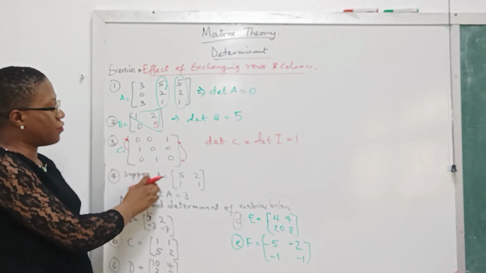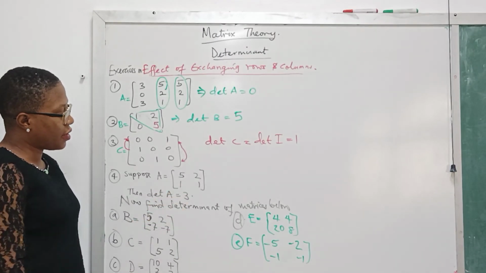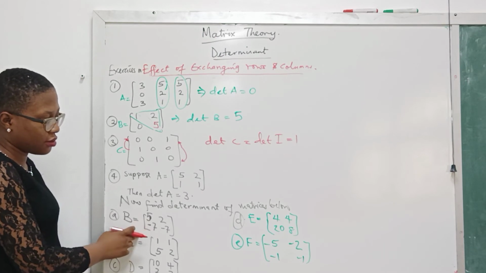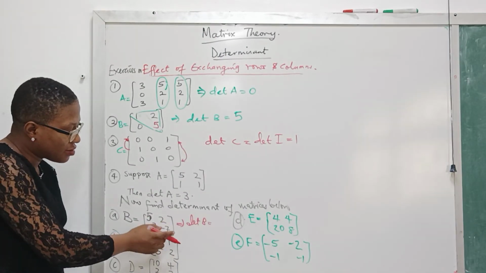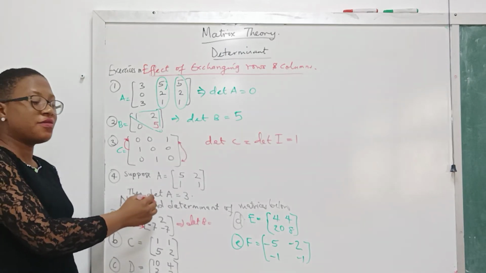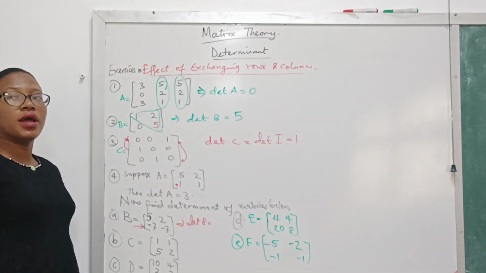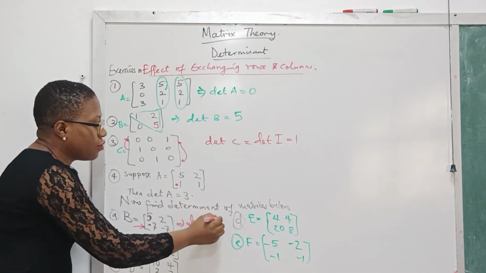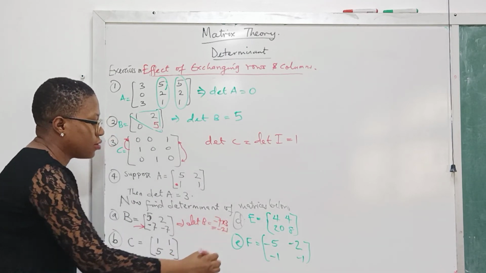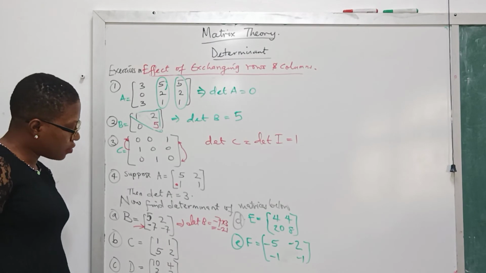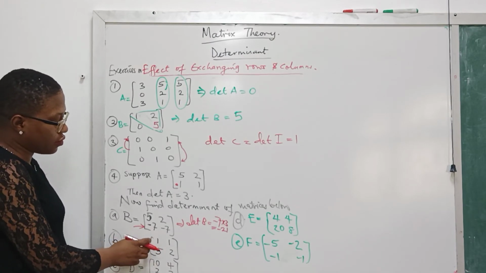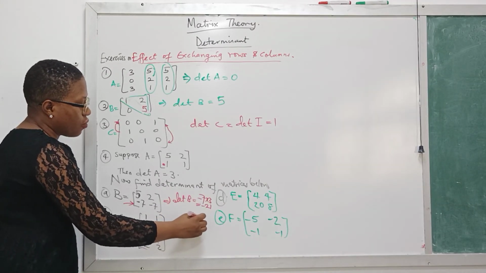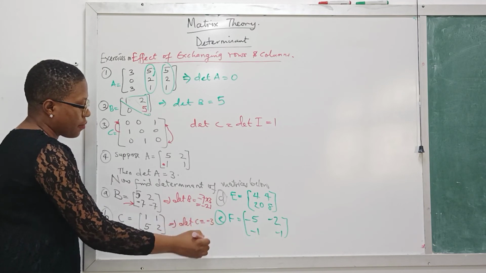Okay, well, next one. It says suppose A is this and the determinant of A is 3. Then find the determinant of this. What did they do here? Now this second row is minus 7 times this row, right? So the determinant of this is minus 7 times determinant of A, which is 3, and that is minus 21. The next one, they swapped the 2 rows. So determinant of C is minus determinant of A. This implies that determinant of C is equal to minus 3.